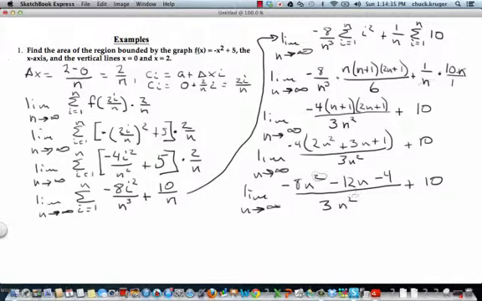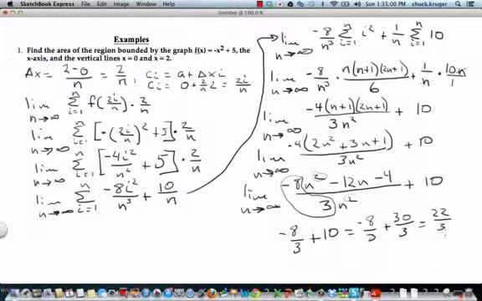Now the degrees are the same, so I'm going to use my leading coefficients right here. When I take the limit of this, I'm going to get negative 8/3. When I take the limit of this, I'm going to have 10. And that's the same as negative 8/3 plus 30/3, which is 22/3. And I get 7 1/3 as my area. All right, that's my answer for example 1.